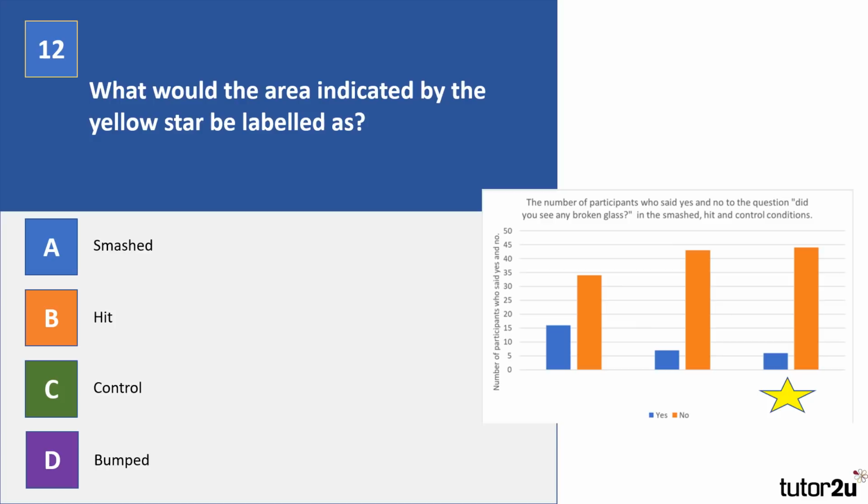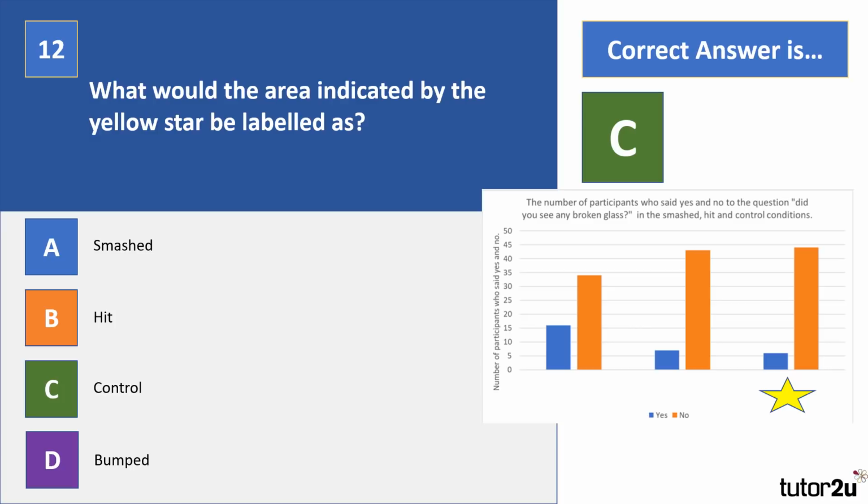Question 12. Okay, what would the area indicated by the yellow star be labelled as? A, smashed, B, hit, C, control, or D, bumped? Take your time with this, pause the video. Now the correct answer is C. Now this here is the research that you've probably used to illustrate the effects of leading questions on the accuracy of eyewitness testimony. Of course, it's the research by Loftus and Palmer.